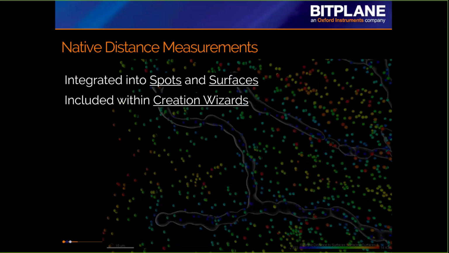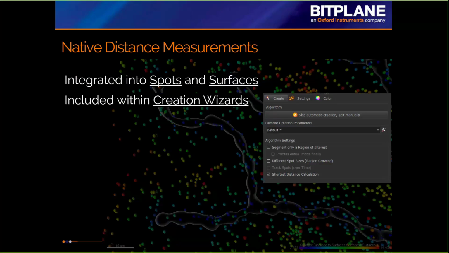Again, you'll see that they're integrated in the creation wizards. I'll show you that, and when I go into Imaris, you'll see it at the very first step, where there's a checkbox for turning on this shortest distance calculation. Within Imaris, we're calling it the shortest distance. That's the statistic as well, and that's where you'll find it. This came up in the previous webinar, so I changed my presentation for that.